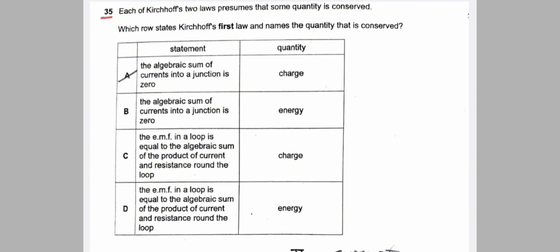Number 5. Each of Kirchhoff's two laws presumes that some quantity is conserved. Which row states Kirchhoff's first law and the name of the quantity that is conserved? The quantity that is conserved for the first law is charge, and the algebraic sum of current into a junction is 0. So the sum of the current entering a junction is equal to the sum of the current leaving a junction. That's why the total sum is 0. And this is not the EMF.